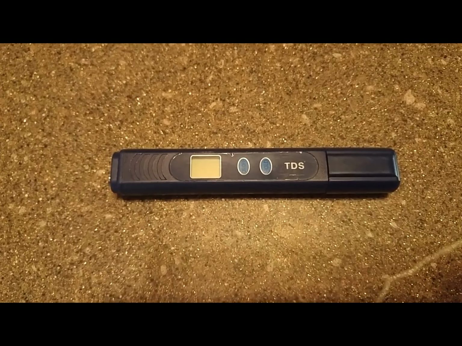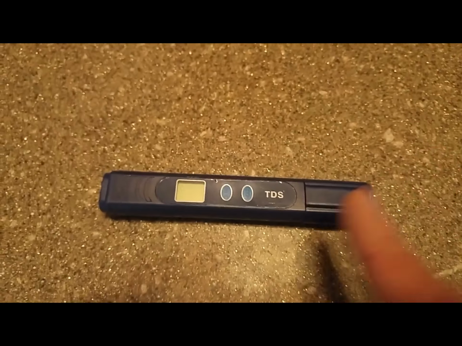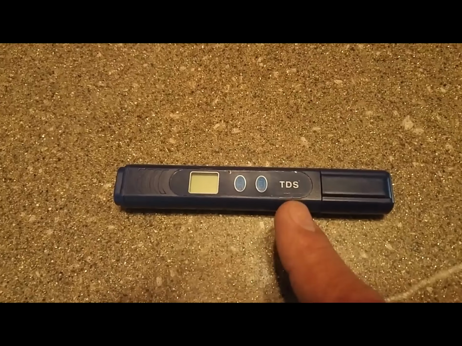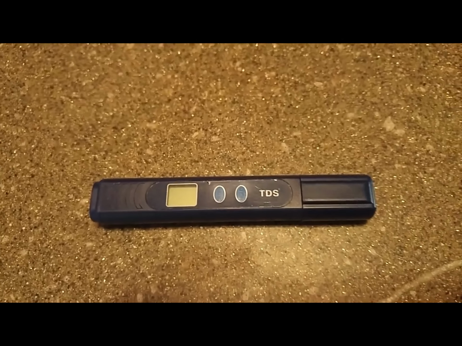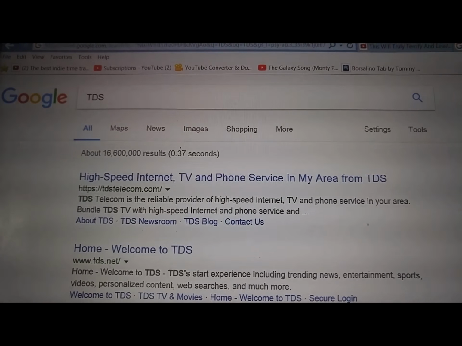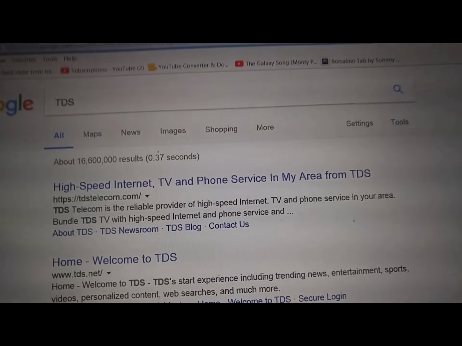This is a TDS meter. TDS stands for Total Dissolved Solids. So if you do a search for TDS, you'll find some surprising things here.